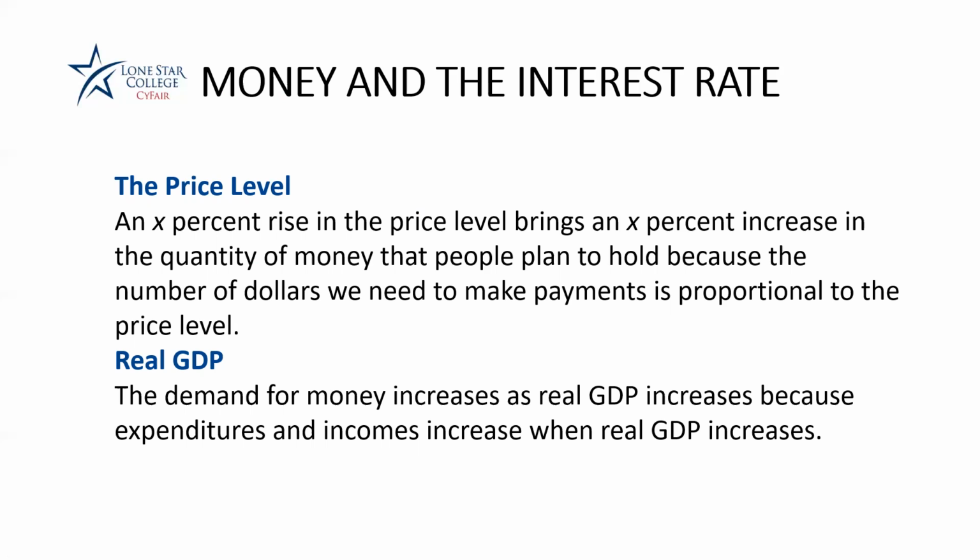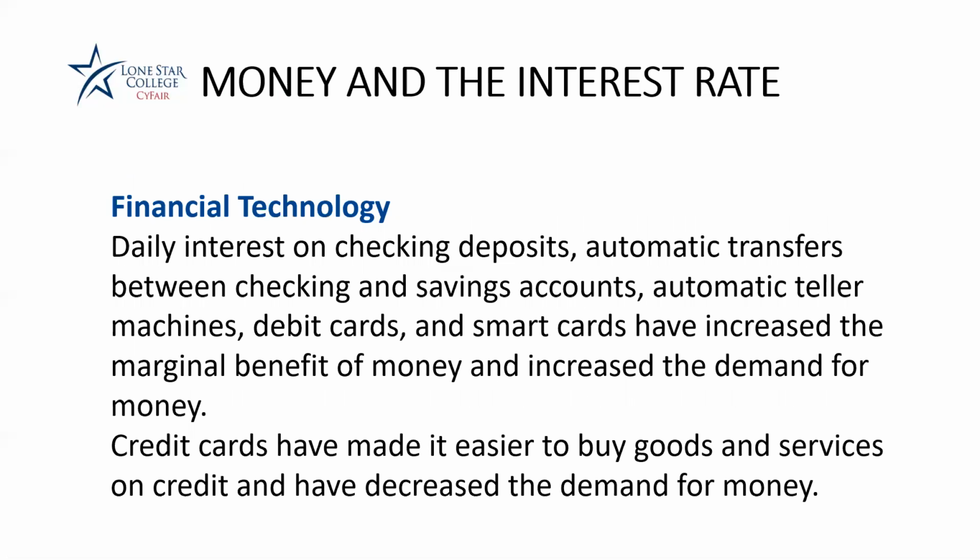Real GDP. If real GDP increases, remember real GDP is the total income for the economy, right? So if real GDP increases, it means that people have more money to spend, so they are going to demand more money. So if real GDP increases, the demand for money will go up for sure, because people are going to spend more money. Their expenses are going to go up, so they are going to need more money for that. And again, vice versa, if there's a recession and real GDP decreases, the demand for money will go down, because people don't have that much money, because real GDP is the income. The expenditures will go down, so real GDP decreases, demand for money will decrease as well.